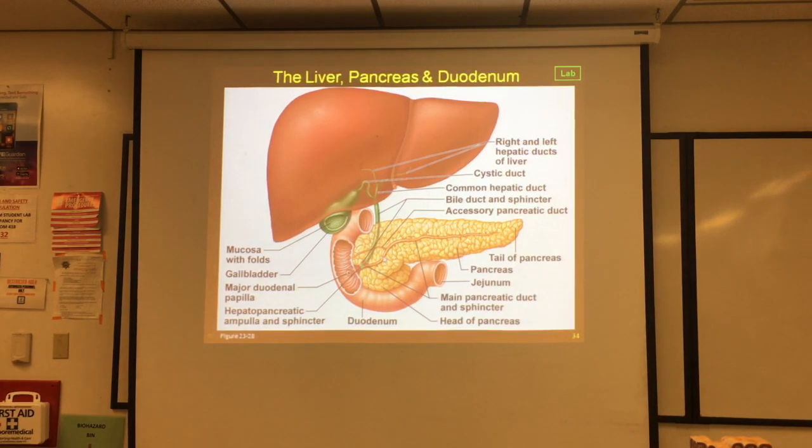Not everyone has these, but some of us do. It's an accessory pancreatic duct, and it has its own little papilla. It's a little bit proximal to the duodenal papilla.